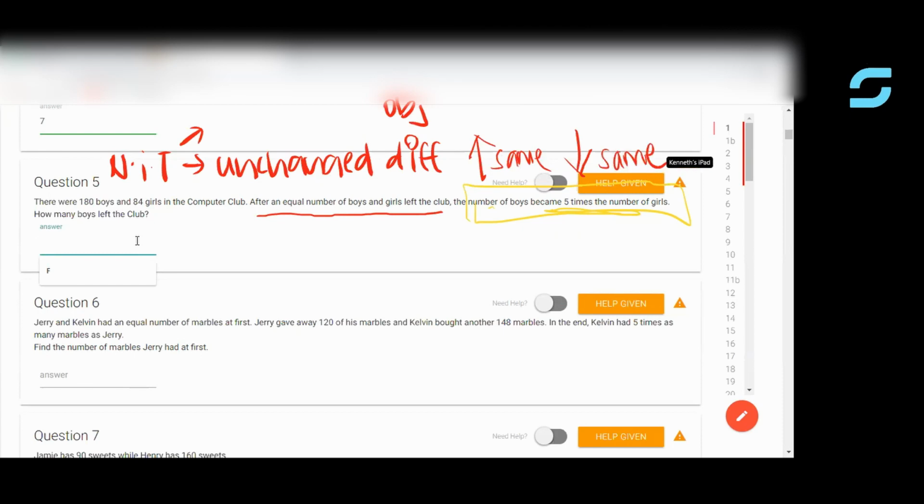Okay, can you see this question here? This part here in red. When an equal number of boys and girls left, which means they decrease by the same amount. Whenever something decreases by the same amount, the difference will always be the same.